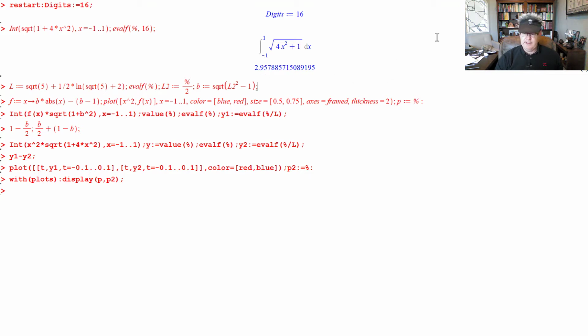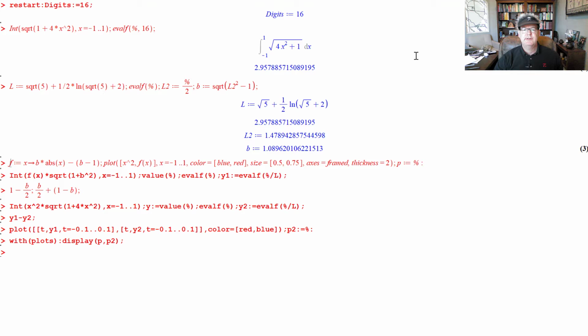We can actually get it exactly if we prefer. Root 5 plus 1/2 log of root 5 plus 2 is one way to put it. So there's the arc length right here. Half the arc length, I call it L2, but it's really L over 2, is this value. And then b is the square root of half that arc length minus 1.